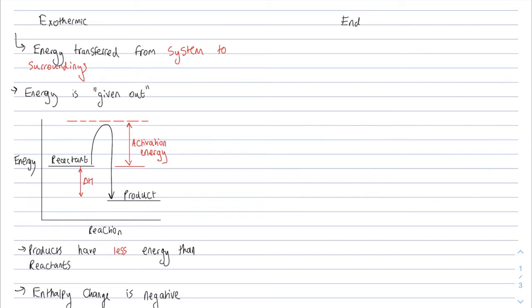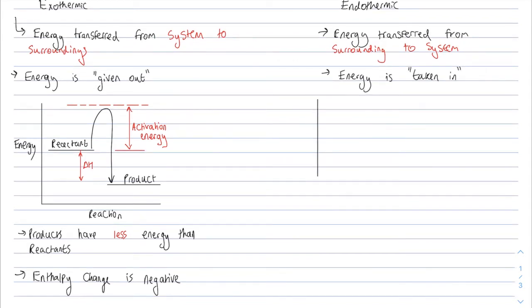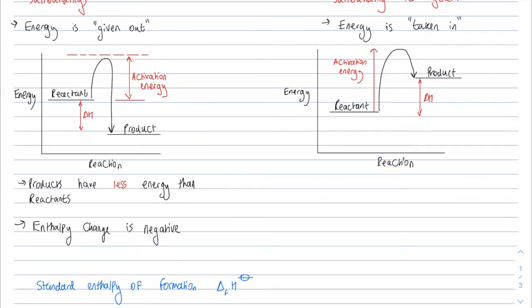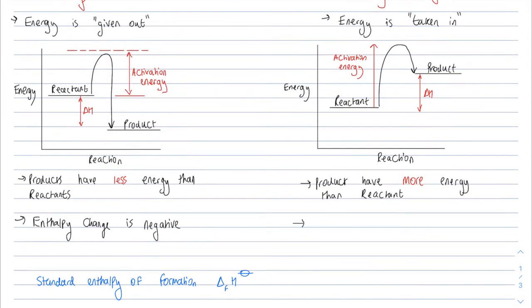Now, the second type of reaction is endothermic reactions. In an endothermic reaction, energy is transferred from the surroundings to the system. Energy is taken in. And now I'm going to draw the endothermic reaction. In an endothermic reaction, the products have more energy than the reactants. The enthalpy change is positive.